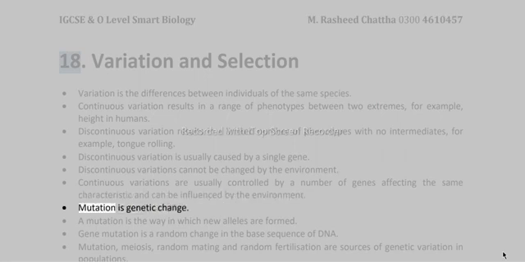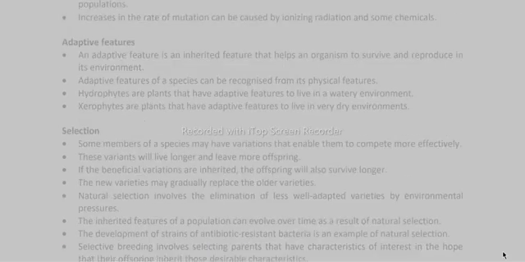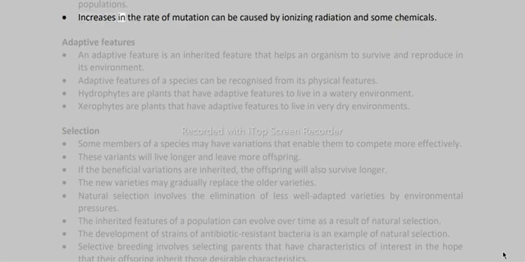Mutation is genetic change. A mutation is the way in which new alleles are formed. Gene mutation is a random change in the base sequence of DNA. Mutation, meiosis, random mating and random fertilization are sources of genetic variation in populations. Increases in the rate of mutation can be caused by ionizing radiation and some chemicals.